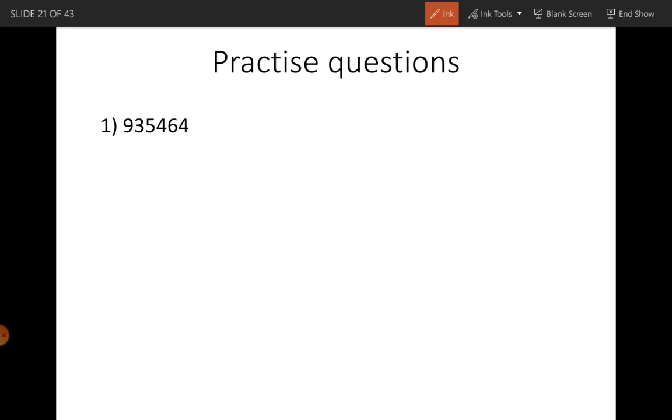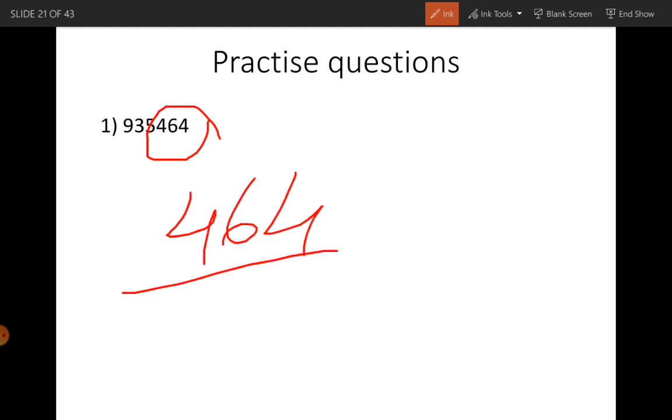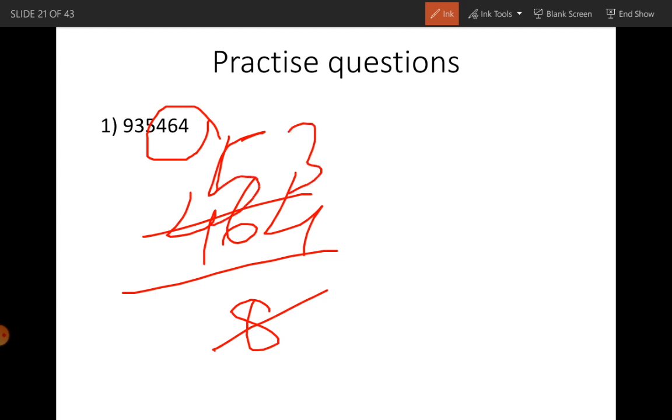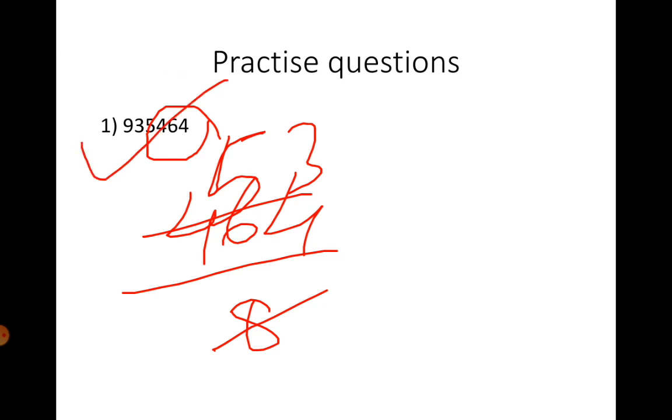And here the last 3 digits are 464. 464 divided by 8. 8 ones are 8, 8 fives are 40, and the remaining 24, 3s are 24. So 58, this 464 is divisible by 8, so this number is divisible by 8.